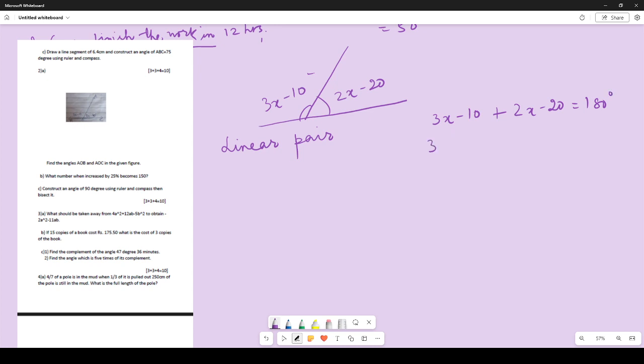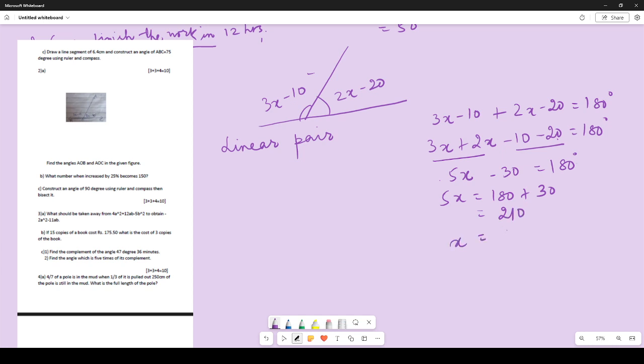Now remember, your integers concepts need to be good over here. Minus 10 minus 20 is equal to 180. So what does this mean? These are both same signs, so they add up and they keep the same sign. Now what many of you did was, when you shifted it over here, you kept it as minus 30. No, when the sides change, this becomes plus 30. This will be equal to 210. That gives you the value of x as 210 by 5, which is 42 degrees.